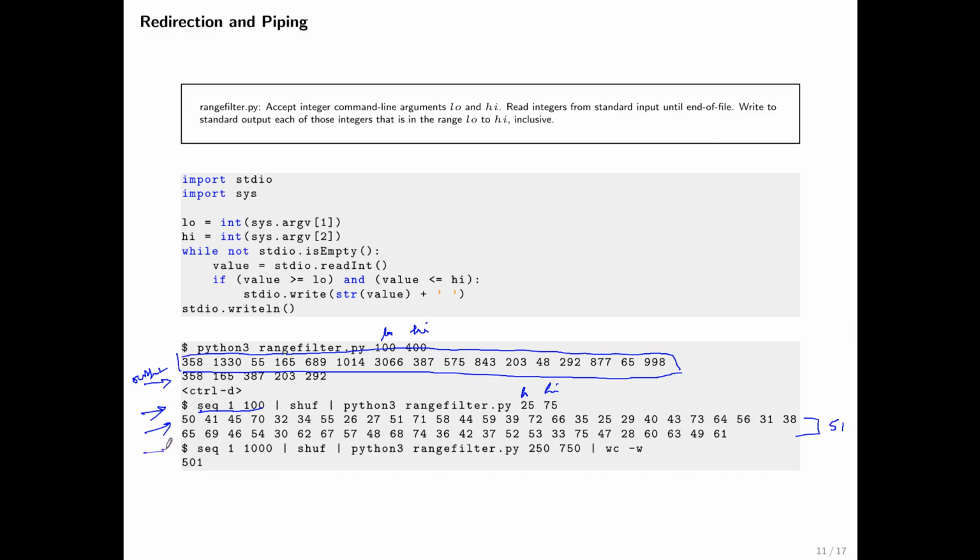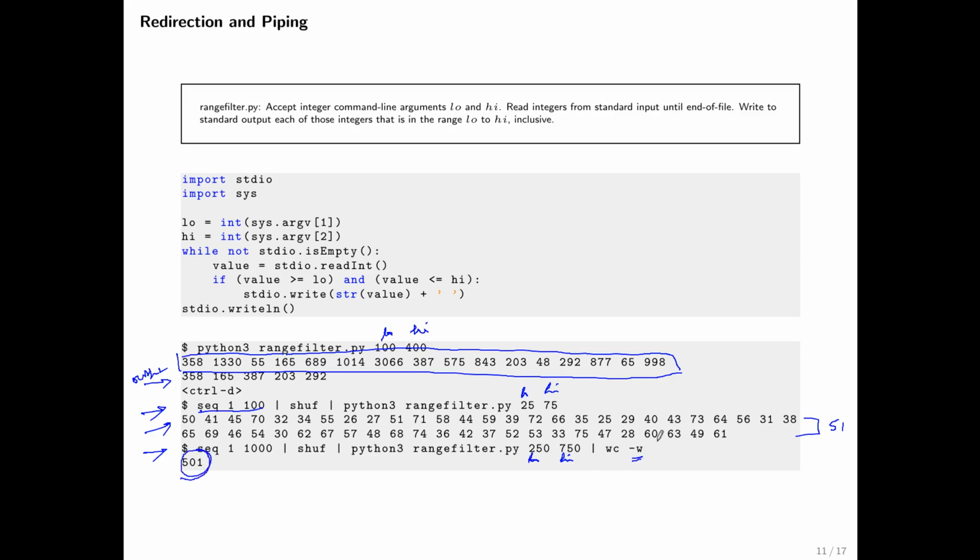Here is another run of the same program with a slight modification. So we take a sequence which is the first 1000 integers, shuffle it, and then make that be the standard input of rangefilter, where low is 250 and high is 750. Now, how many numbers do we have? From 1 through 1000, how many numbers do we have that are in this interval 250 to 750? 501. And so that's why when we send the output of this to wc with this argument -w for just the number of words, we see exactly 501.